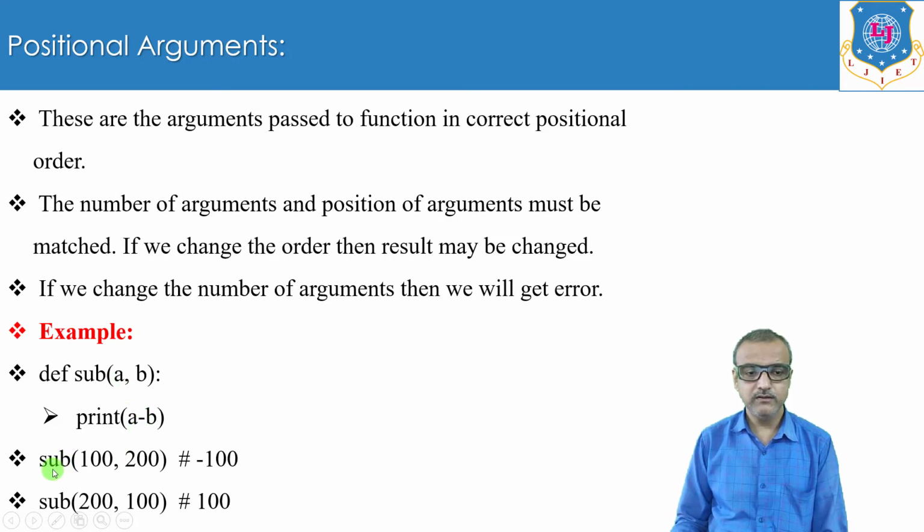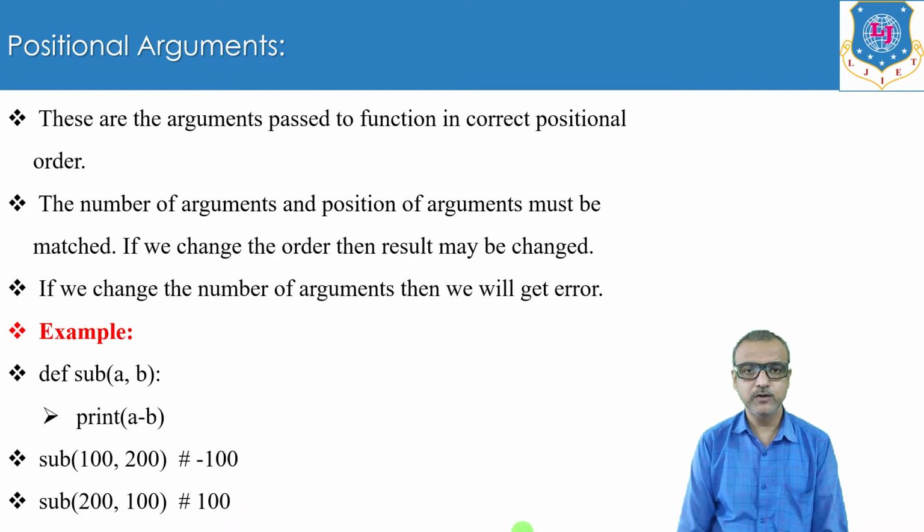See, if I call the function sub(100, 200), what will it do? Here the position is important. Here 100 will be assigned to a and 200 will be assigned to b. So it will give the result 100 minus 200, that is minus 100. And if I call the function sub(200, 100), then 200 will be assigned to variable a, 100 will be assigned to variable b, and it will give us the result 200 minus 100, so the output will be 100.